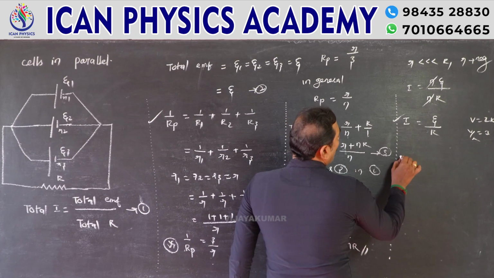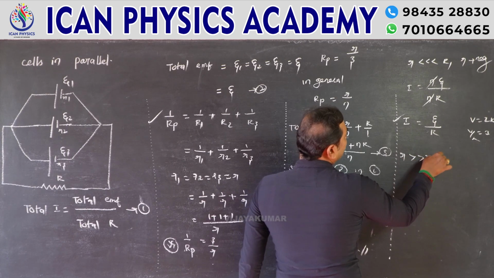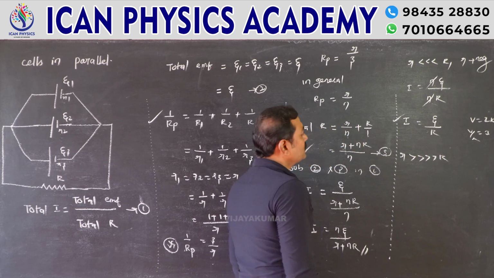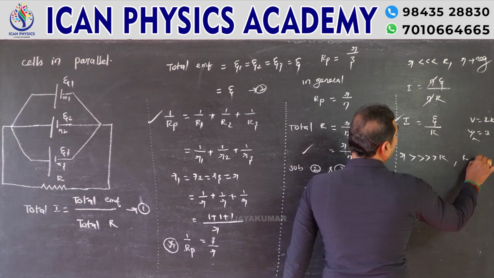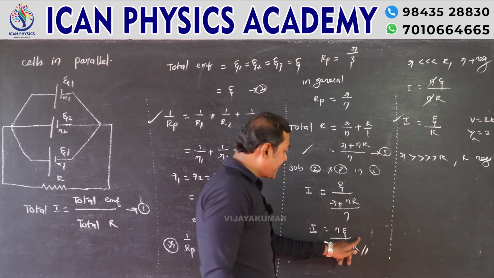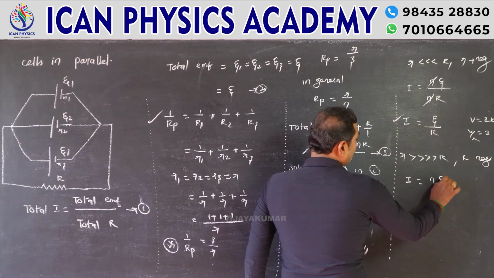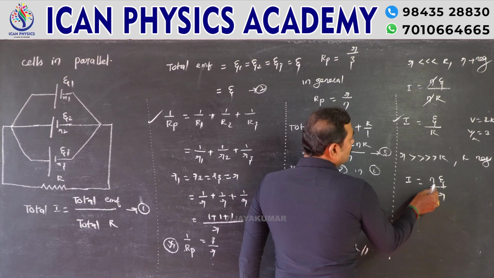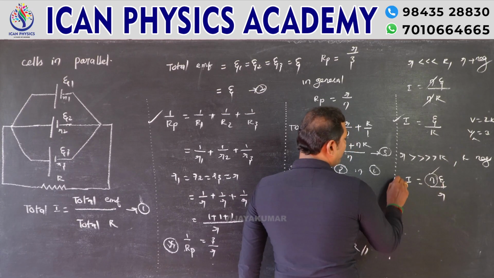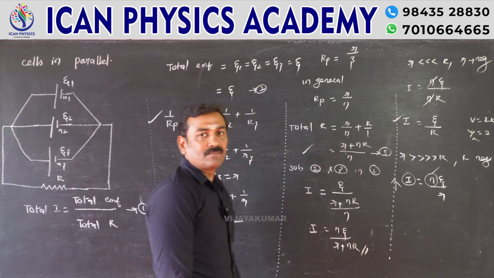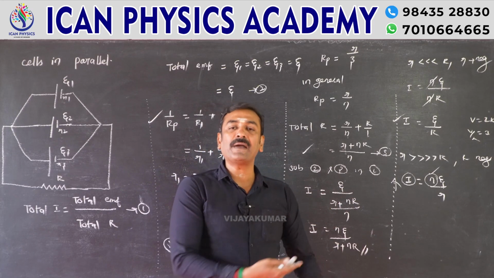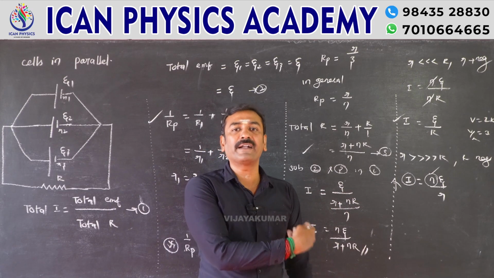When r is much greater than capital R, so capital R can be neglected. If we neglect capital R, then I equals n psi by r. So n times, the current increases. So this is the advantage we get when we connect cells in parallel.